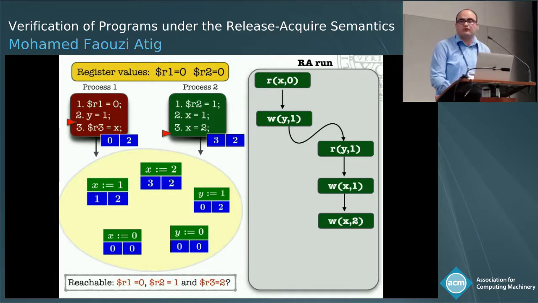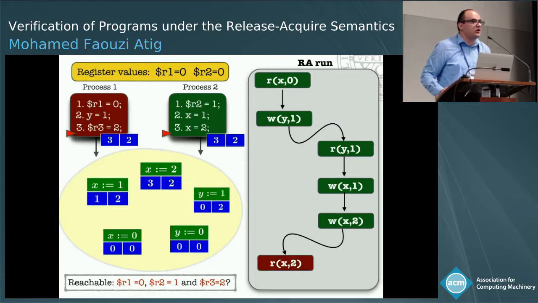He would like to read the value of x. And now his timestamp for x is equal to 0. So he can read either that the value of x is equal to 0, or 1, or 2. So let's assume that the value of x that he wants to read is 2. And this is a possible execution when we have multiple processes.